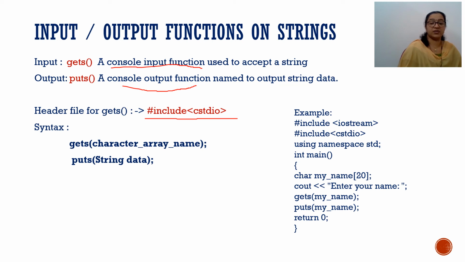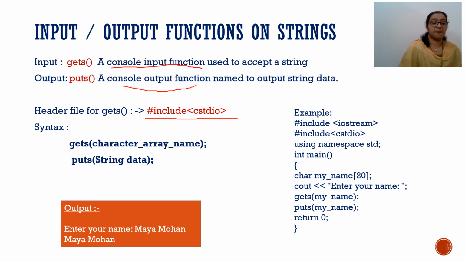Then why did we use iostream? Here one cout statement is there for the enter your name prompt. So that's why we used iostream. Got it? So now the output screen shows enter your name, Maya space Mohan. So puts myname, we got Maya space Mohan itself. Got it? So the problem of spaces is overcome by the gets function. Understood?